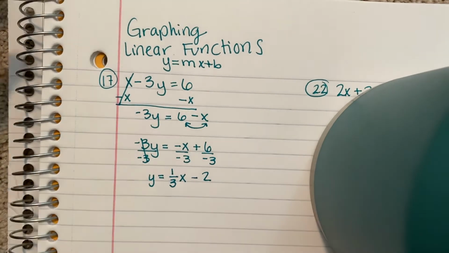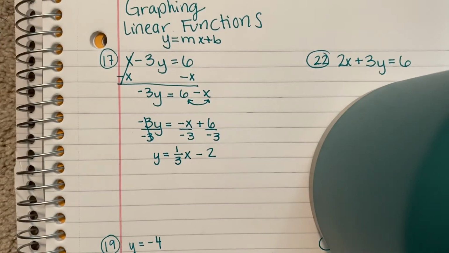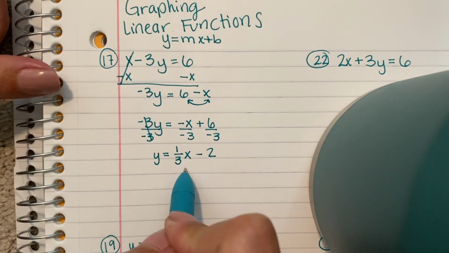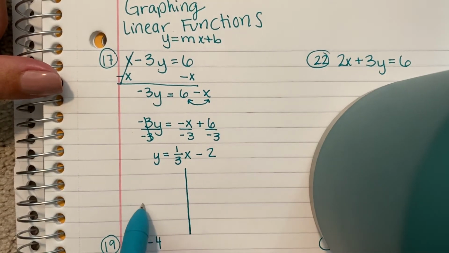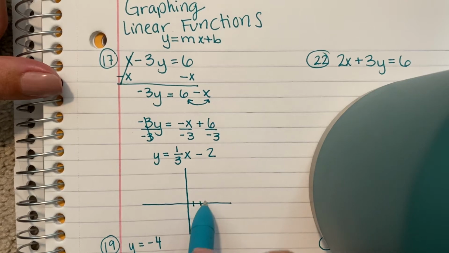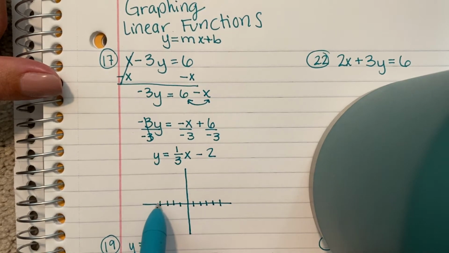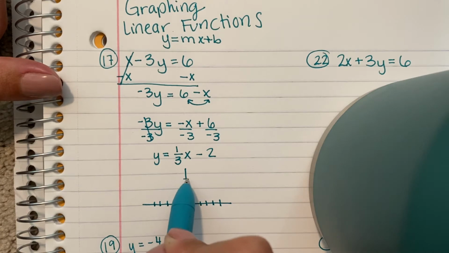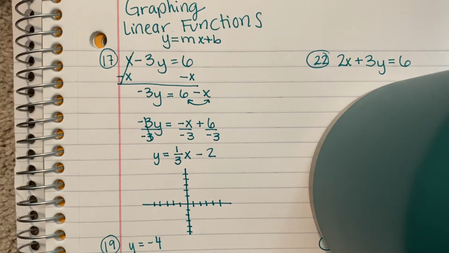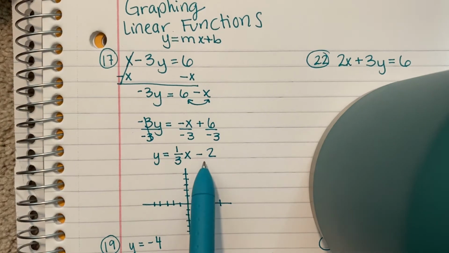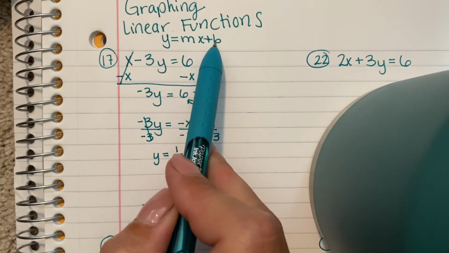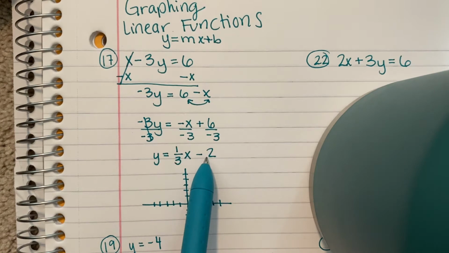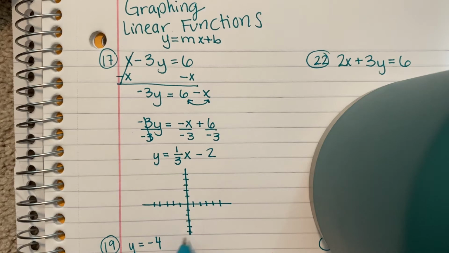Now, you should already have a graph provided for you, but I'm going to construct a little graph really quick. Now it's in slope-intercept form. So we're going to start with negative 2. That's where we begin on our graph. The b value is where we start. That is called the y-intercept. So I'm going to start on the y-axis at negative 2.